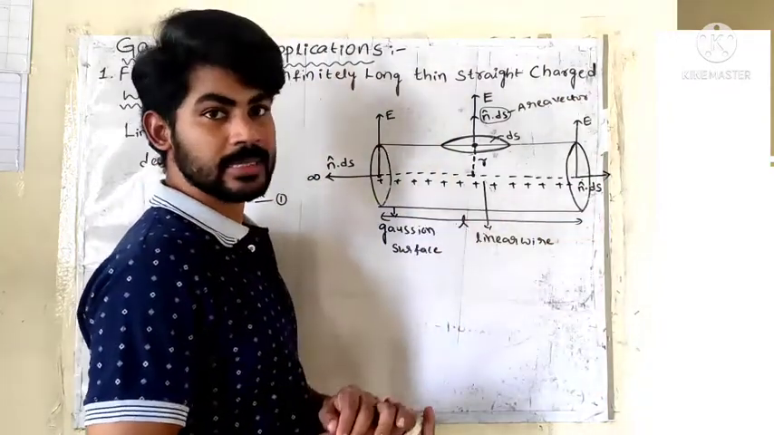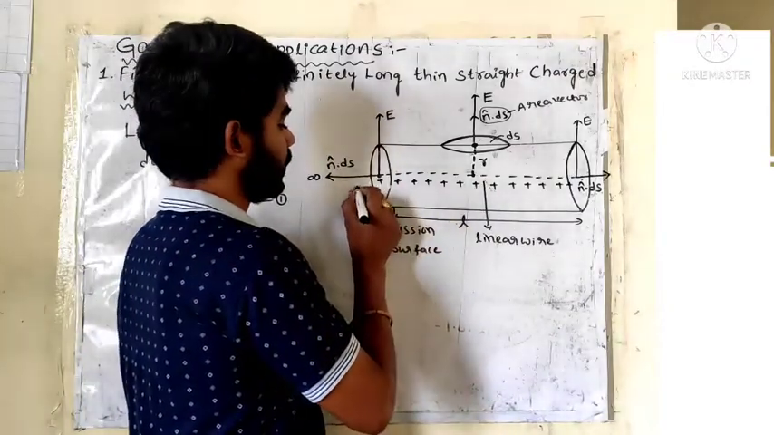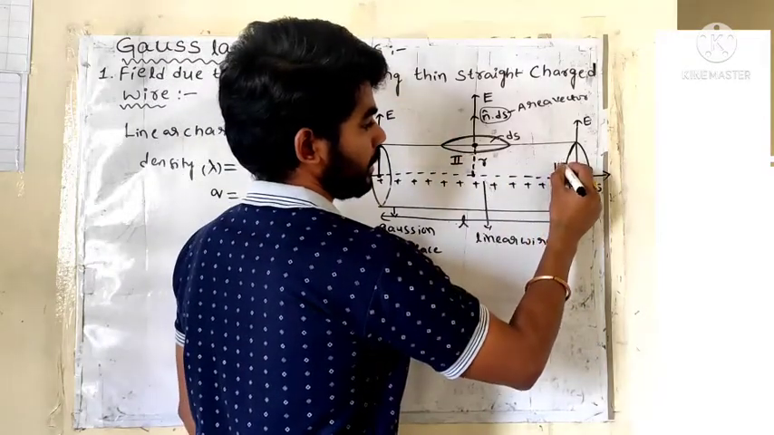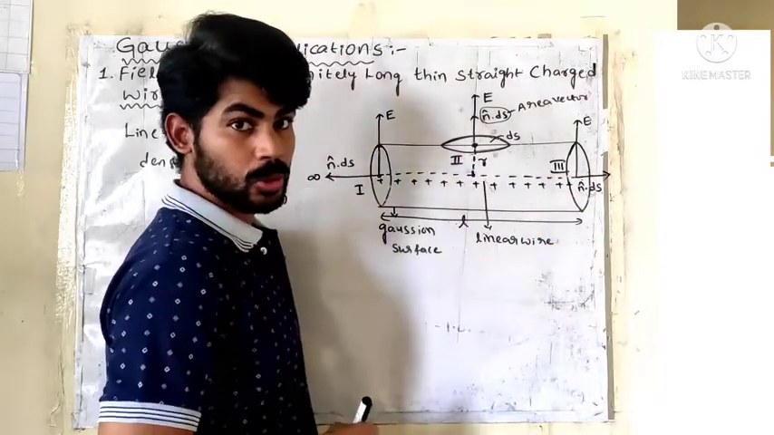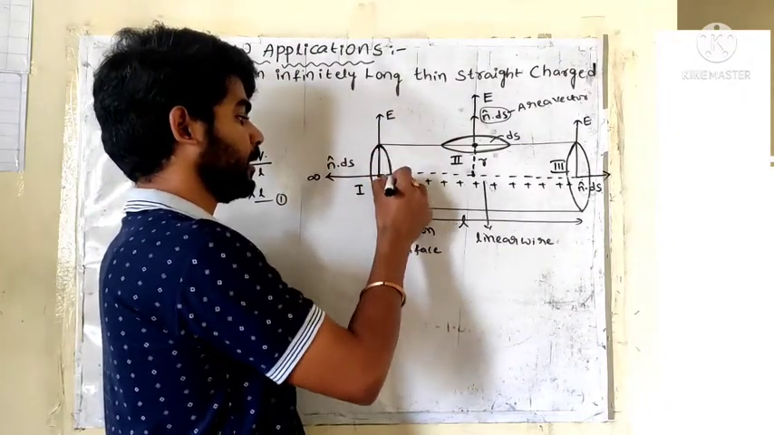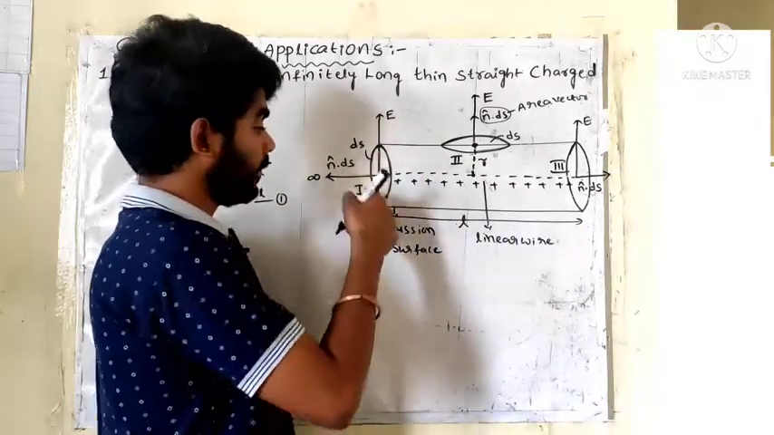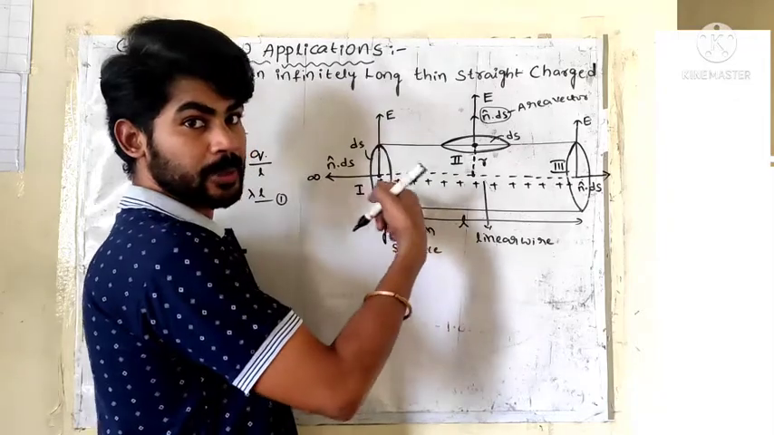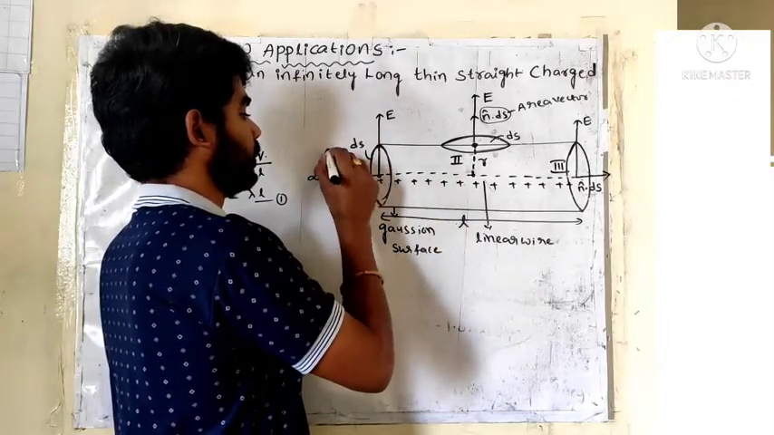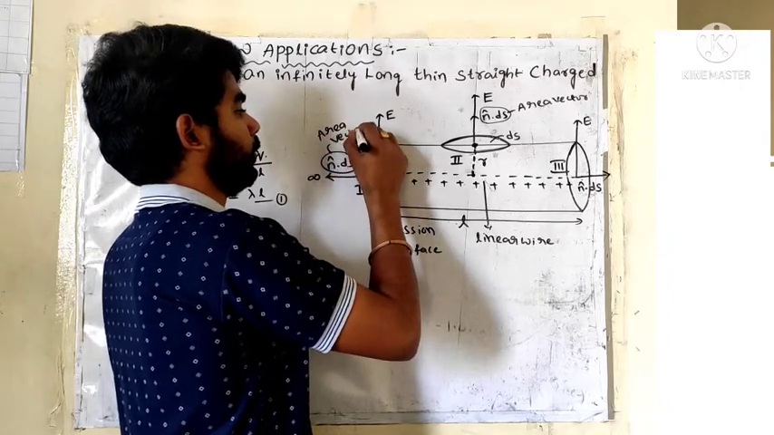In this Gaussian surface I am taking 3 regions. This is region 1, this is region 2, and this is region 3. Now this is a circular area, again very small, ds. At this ds area the perpendicular line denotes the area vector, so here the area vector is this one.